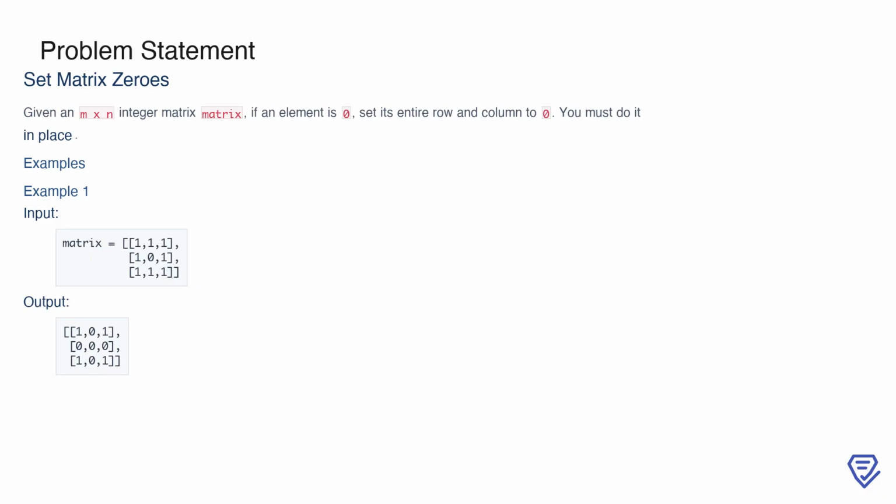Let's look at an example to understand this better. Here, the input matrix is a 3 by 3 grid. Notice that there is a 0 at position matrix[1][1]. As per the problem requirements, we need to set the entire row and column corresponding to this 0 to 0. The resulting matrix becomes 1 0 1, 0 0 0, 1 0 1. Each affected cell is updated directly within the same matrix, adhering to the in-place constraint.